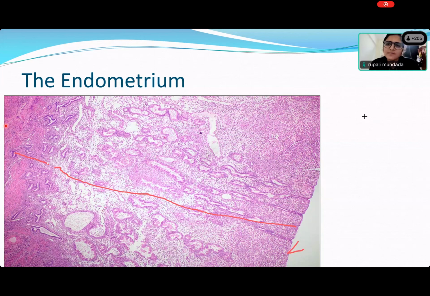There is no mitosis seen. There are no mitoses. All right. So now if you have a resting endometrium, just after menstruation is over, there is the early proliferative phase of the endometrium.